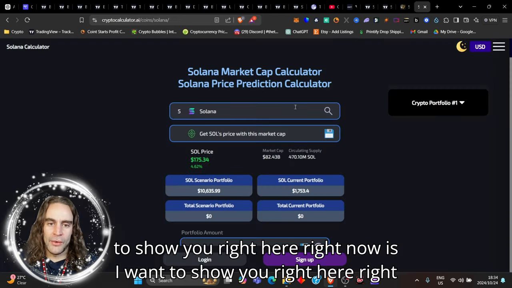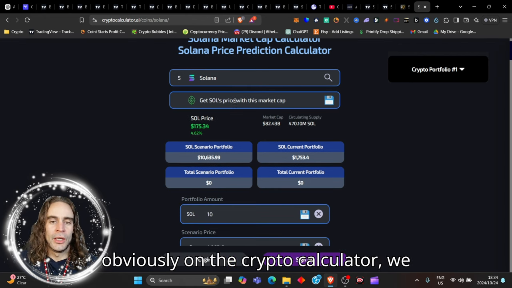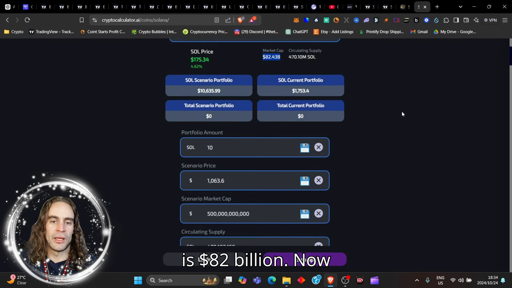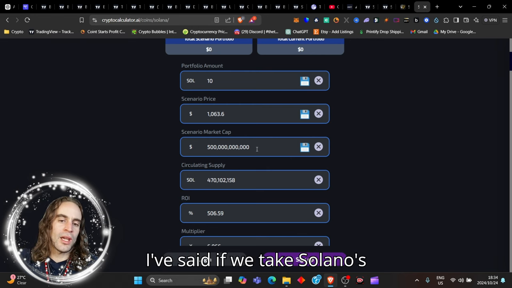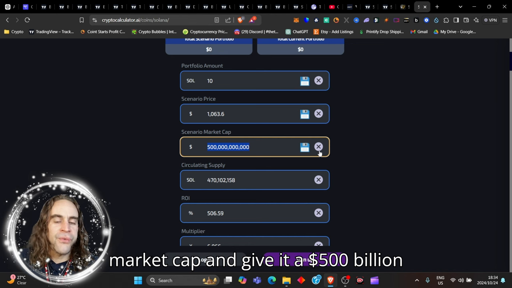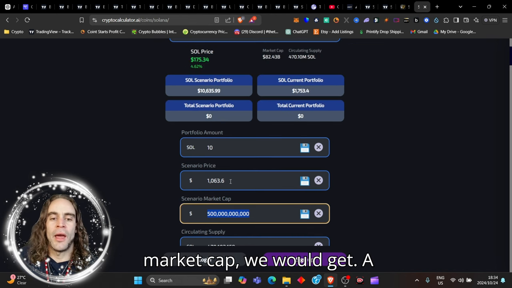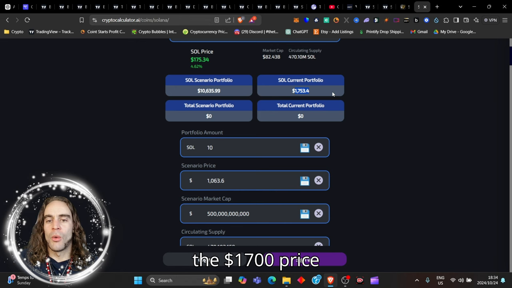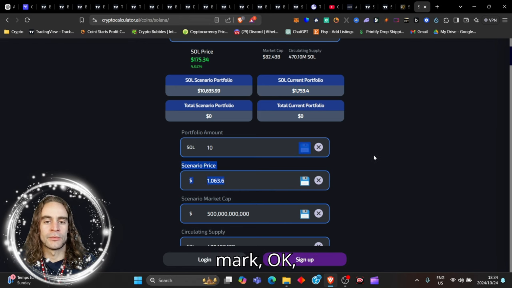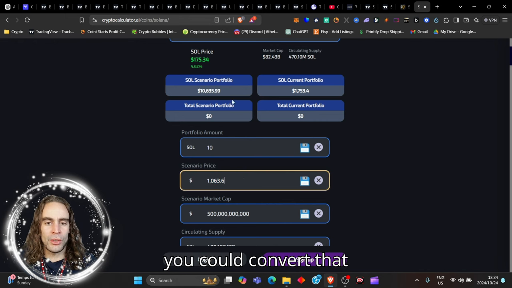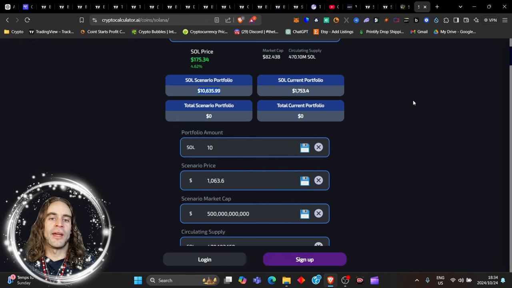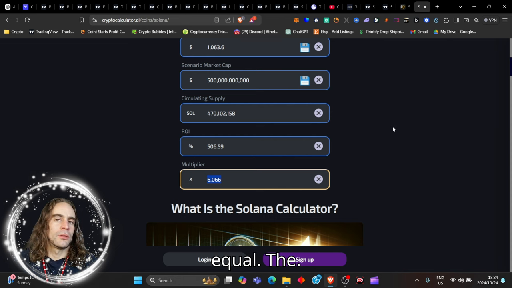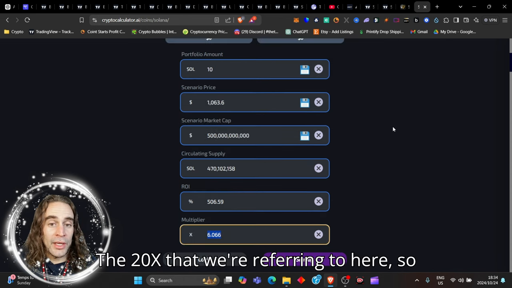Last thing I want to show you right here, right now, is obviously on the crypto calculator. We can see that this is the Sol's market cap against USDT, and currently its market cap is $82 billion. Now, I've said if we take Solana's market cap and give it a $500 billion market cap, we would get a $1,063 price. Now, if you have 10 Solana today at the $1,700 price mark, you could convert that $1,700 into a $10,600, which gives you a 6x. So it doesn't quite equal the 20x that we're referring to here.